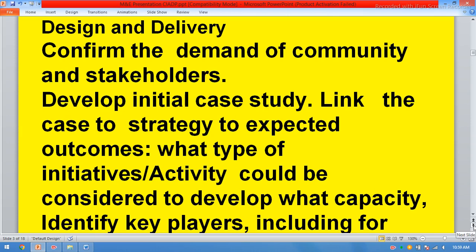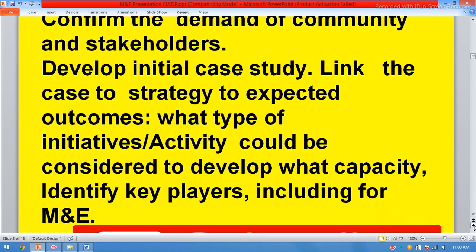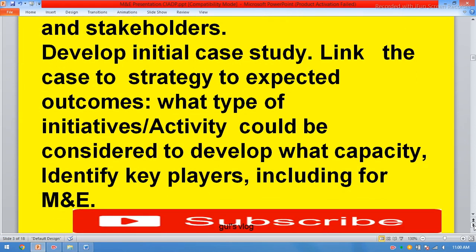Design and delivery. Confirm the demand of the community and stakeholders. Develop initial case study. Link the case to the strategy to expected outcomes. What type of initiatives, activities could be considered to develop what capacity? Identify key players including for monitoring and evaluation.